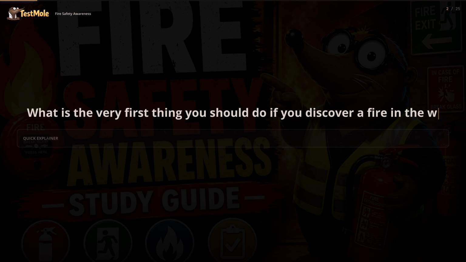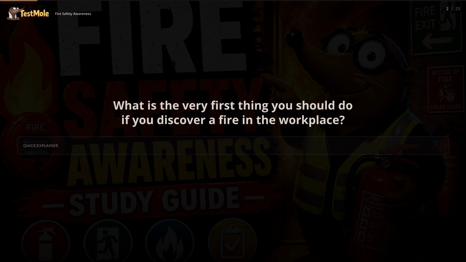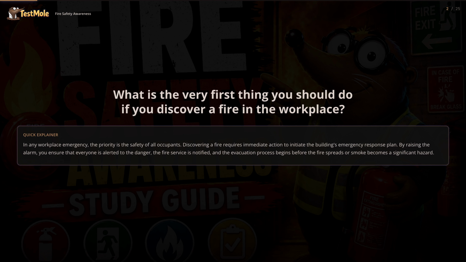What is the very first thing you should do if you discover a fire in the workplace? In any workplace emergency, the priority is the safety of all occupants. Discovering a fire requires immediate action to initiate the building's emergency response plan. By raising the alarm, you ensure that everyone is alerted to the danger, the fire service is notified, and the evacuation process begins before the fire spreads or smoke becomes a significant hazard.